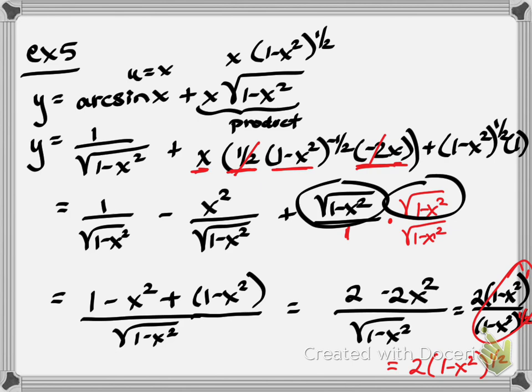Example 6 is kind of interesting because it makes you look at a graph and think about points of inflection. Example 7 is really quite interesting, but I'm not going to go over it today. This is going to be it for us today.